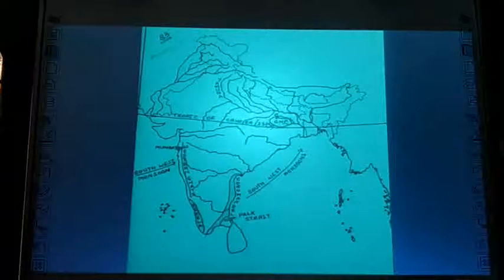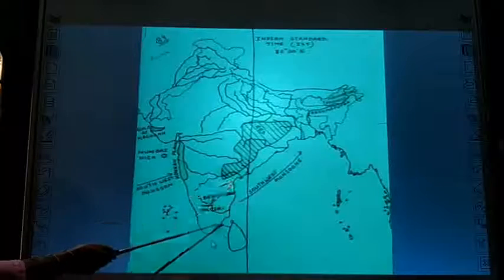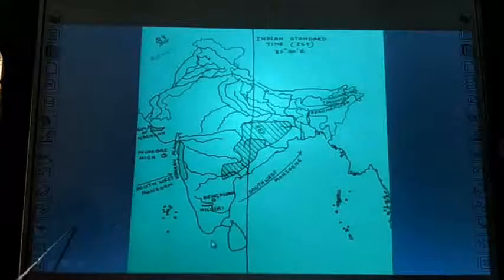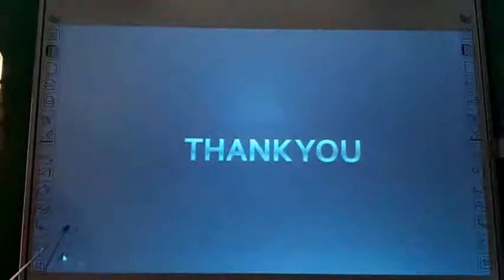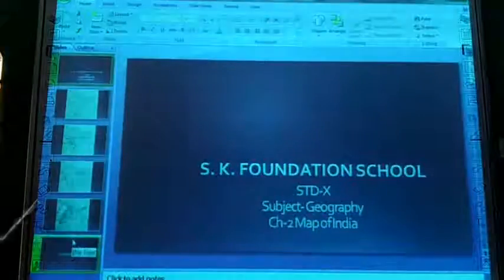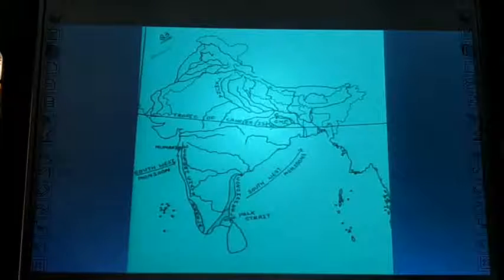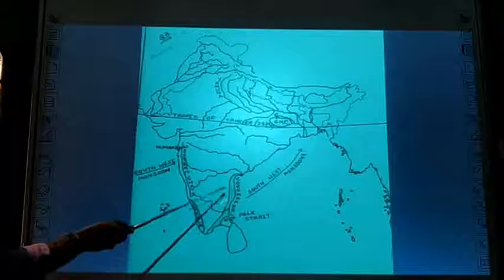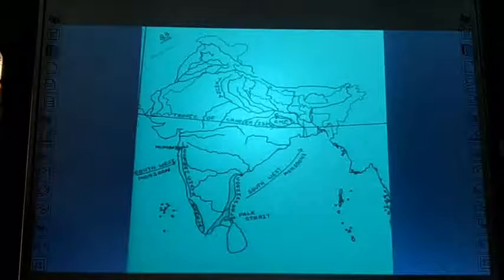Next, shade and name the Coromandel Coast. It is in the southeastern region of India. See, Coromandel Coast, it is in the southeastern region of India. Next, mark and name river Yamuna.